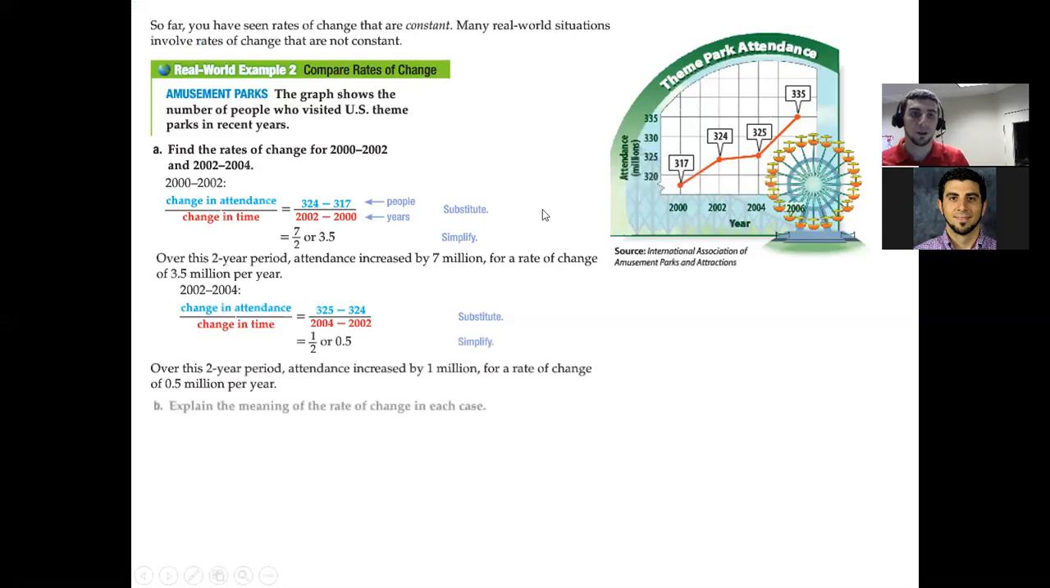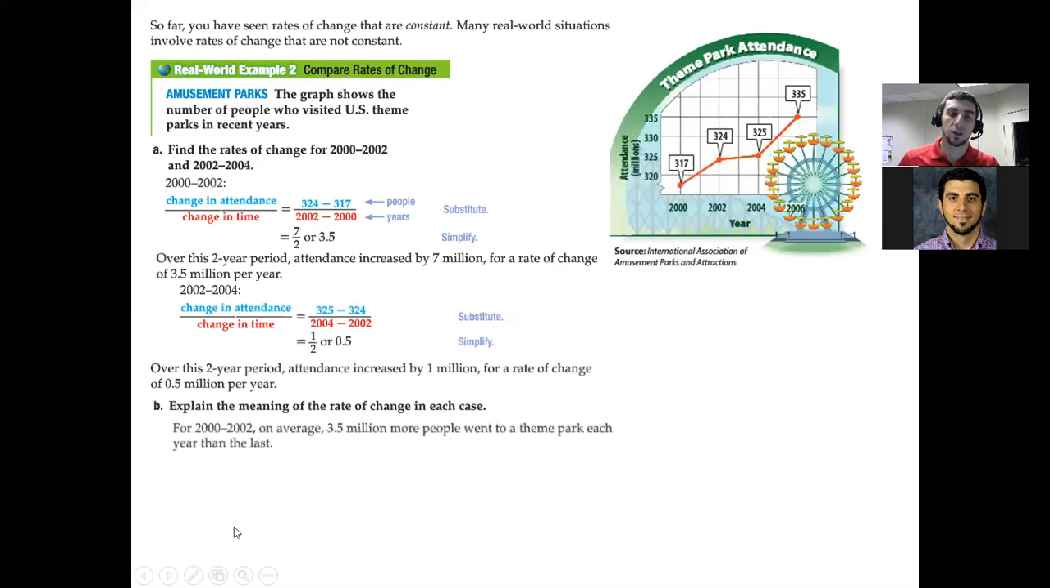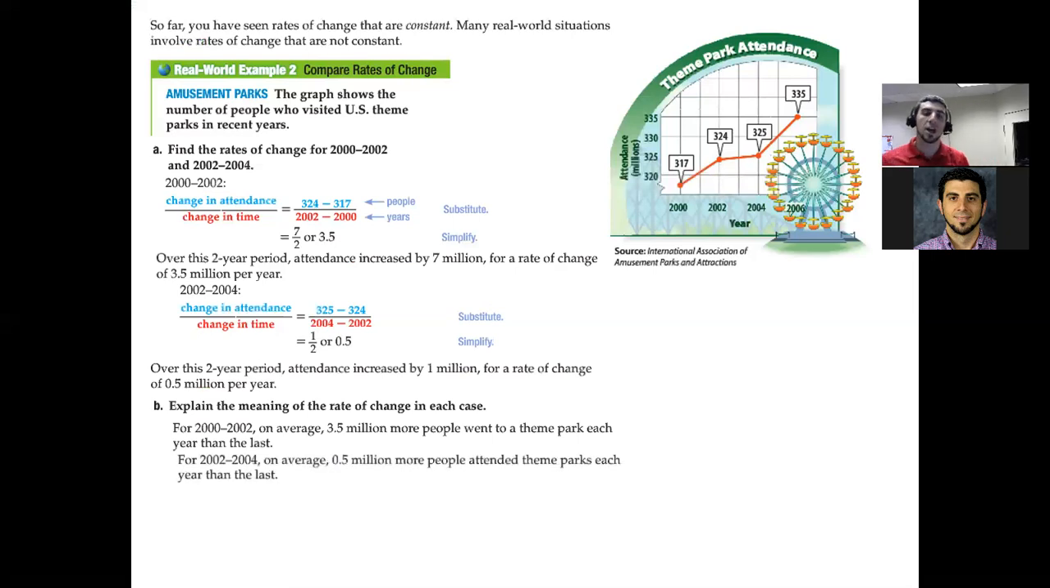Cool. All right, so let's explain the meaning of the rate of change in each case. So for 2000 to 2002, on average, 3.5 million more people went to the theme parks each year than the previous. And then from 2002 to 2004, on average, 500,000 more people attended theme parks each year than the last.